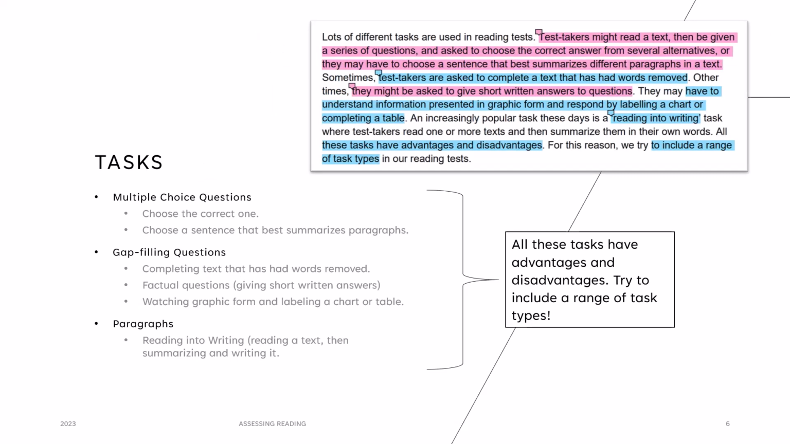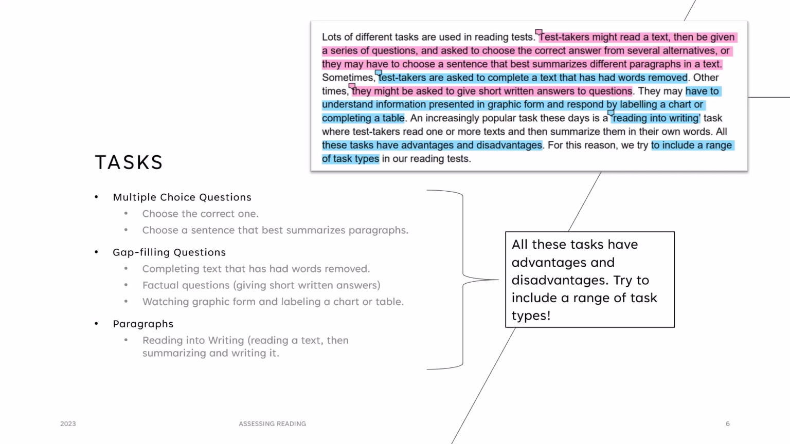Lots of different tasks are used in reading tests. Test takers might read a text, then be given a series of questions, and asked to choose the correct answer from several alternatives, or they may have to choose a sentence that best summarizes different paragraphs in a text. Sometimes, test takers are asked to complete a text that has had words removed.